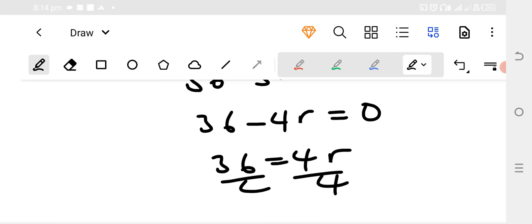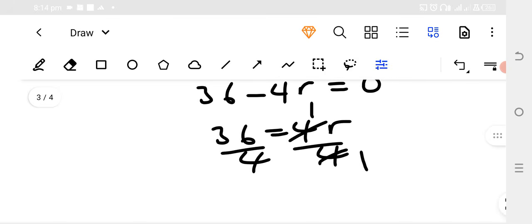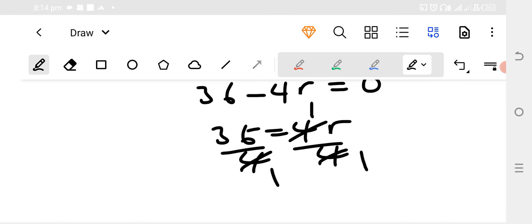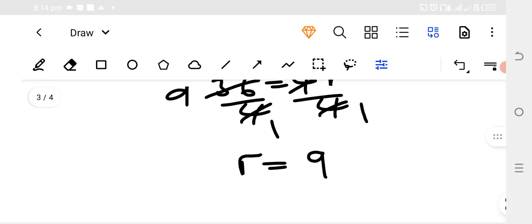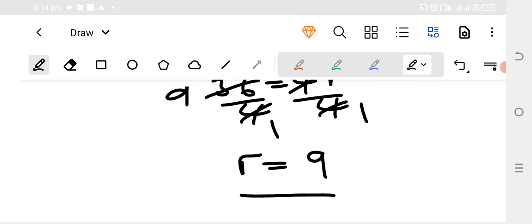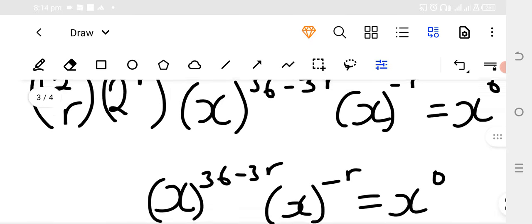You divide by 4. 4 can go into itself 1, and 4 into 36 is 9. 9 times 4 is 36. So you're going to have r being equal to 9 as your final answer for r.